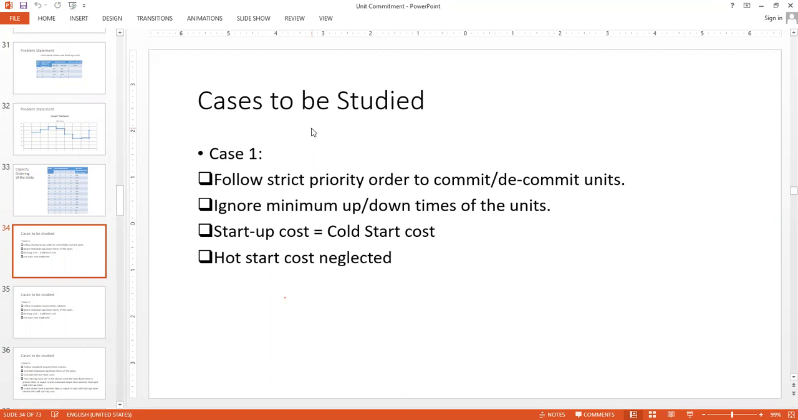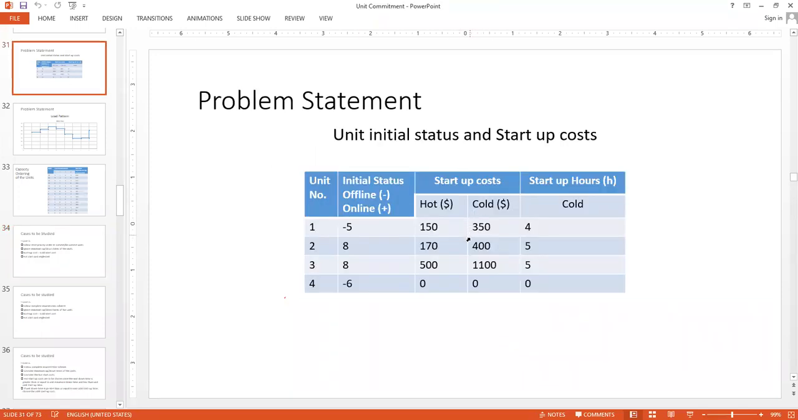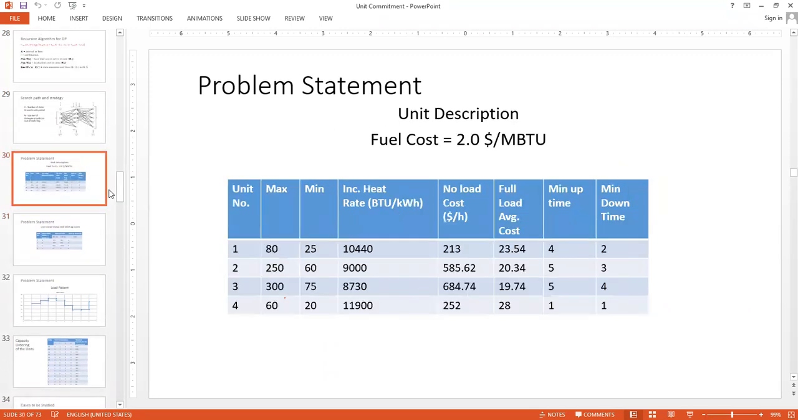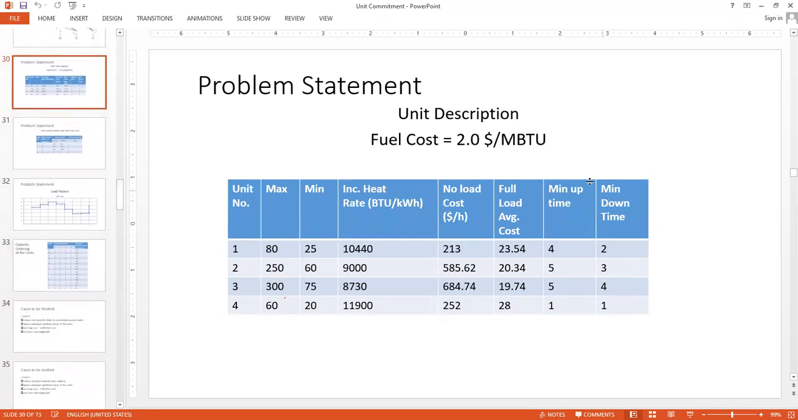So then the startup cost is only the cold start cost. So there is no hot start cost. So only the cold start cost will be taken into account while we are solving the problem. The hot start cost is not taken into consideration, of course, for case number 1, remember. And also for case number 1, the minimum uptime and minimum downtime are not taken into consideration. So that constraint is actually neglected for case number 1.